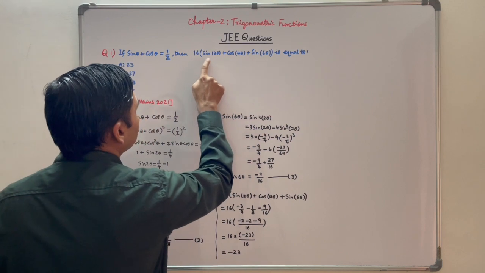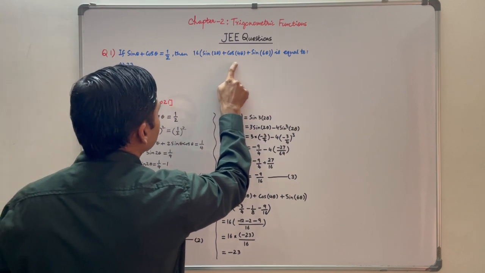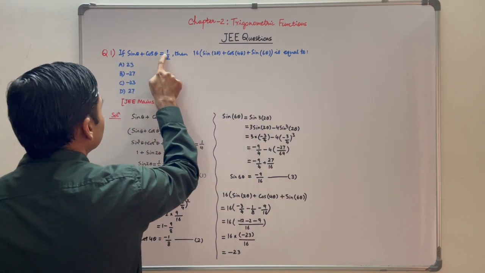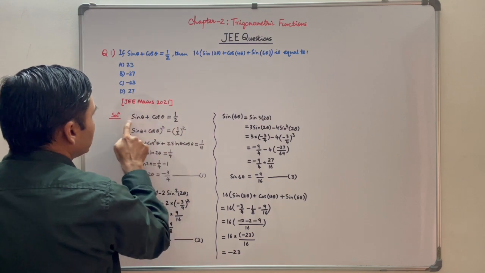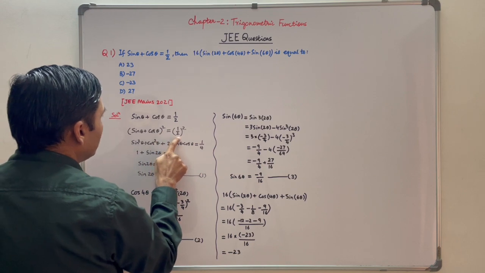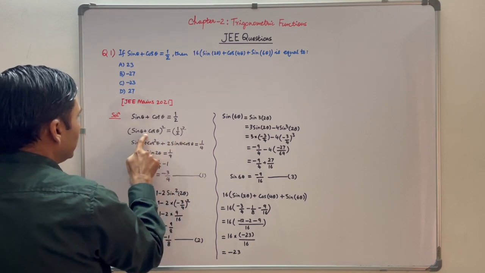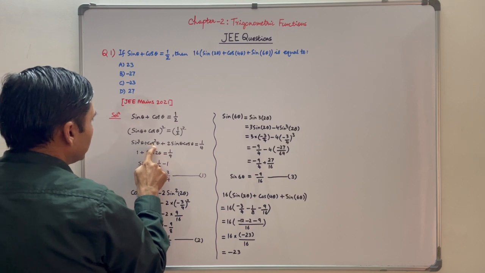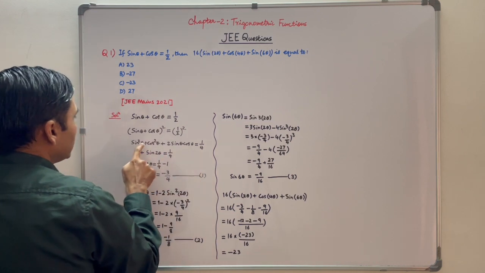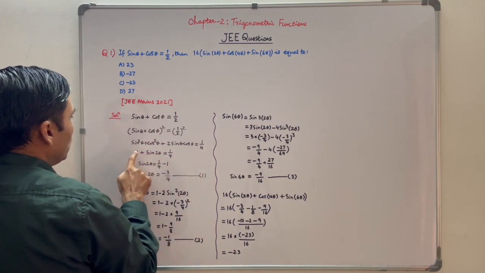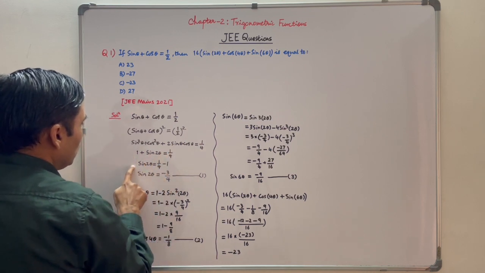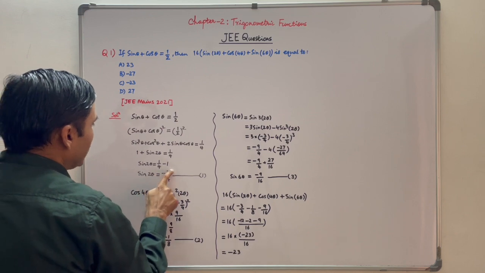That means we have to get the value of sin 2θ, cos 4θ and sin 6θ. The value of sin 2θ we can get from here. So square both the sides of this equation. (sin θ + cos θ)² is equal to (1/2)². This can be expanded as sin²θ + cos²θ + 2 sin θ cos θ is equal to 1/4. sin²θ + cos²θ is equal to 1 and 2 sin θ cos θ is equal to sin 2θ. So the value of sin 2θ is equal to -3/4.